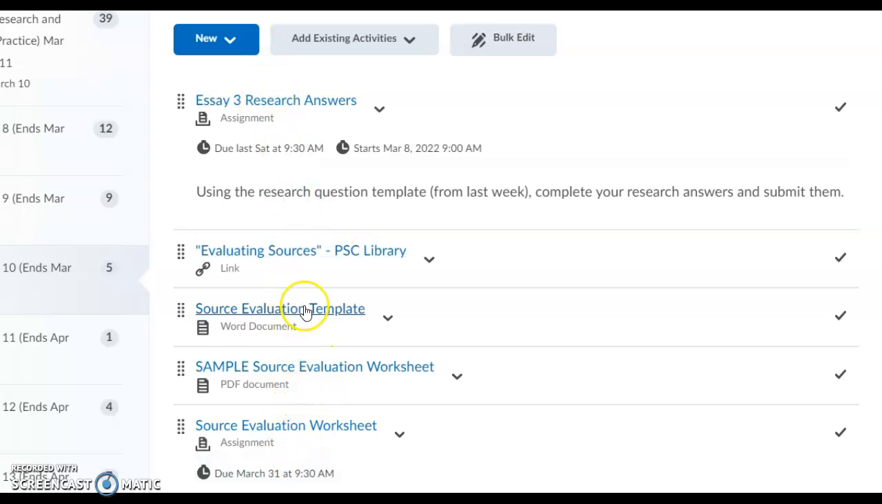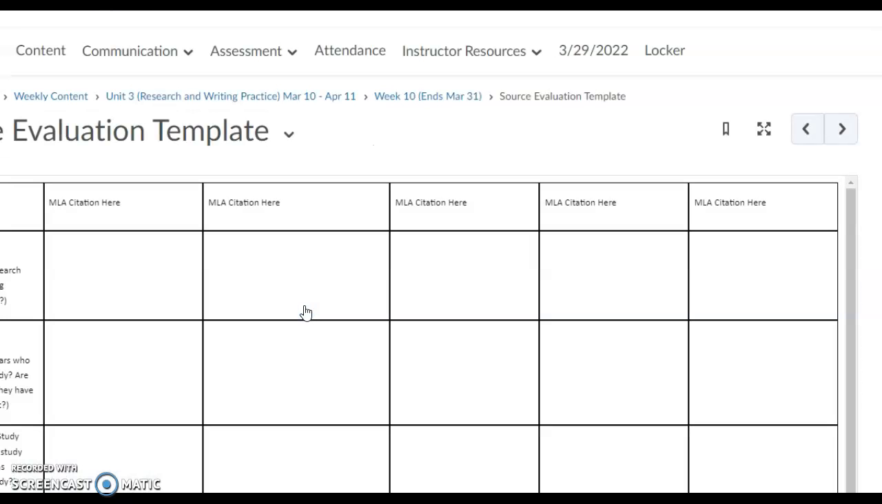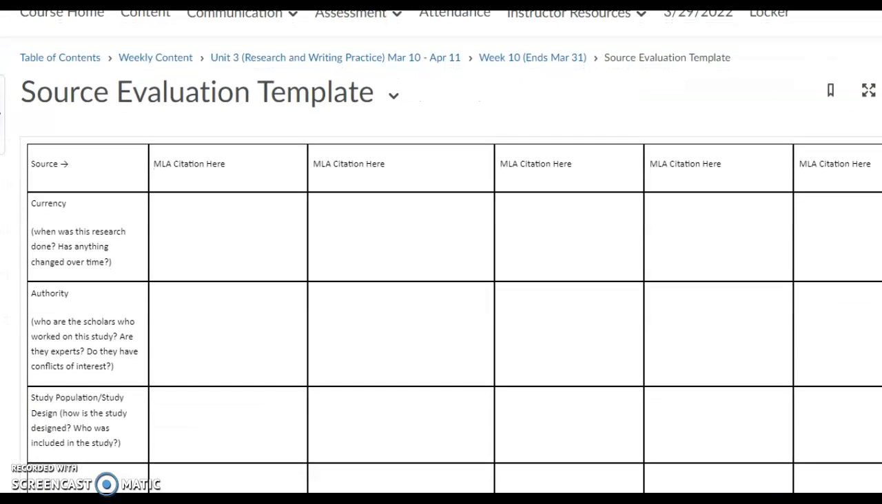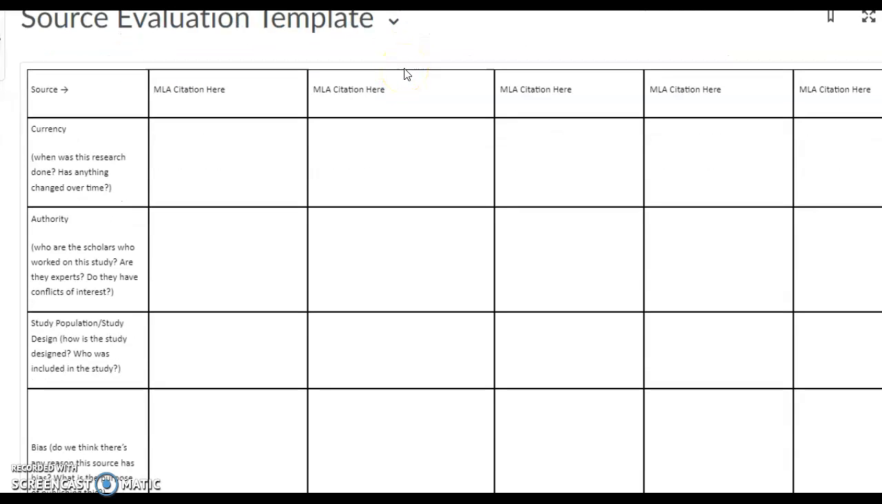I just want to show you the source evaluation template. This is the same template we used. Let me move this real quick. This is the same template we used last unit when we were looking at our two articles side by side. It's just we're going to turn it around here. Instead of using it to analyze articles for our paper, we're going to use it to assess the quality of the studies we're using in our papers as evidence.